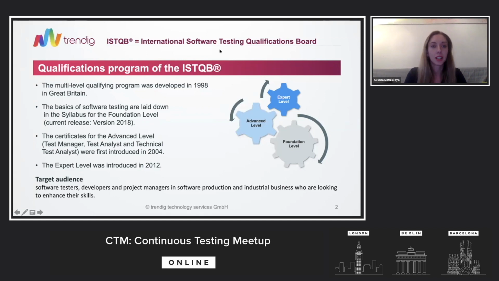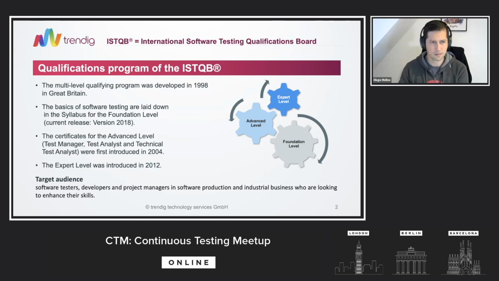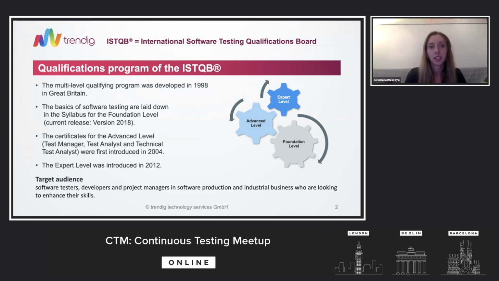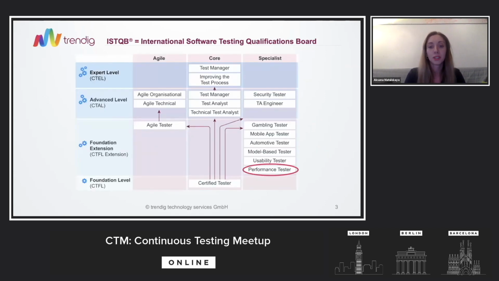I tried to find all the definitions that I discuss in this 5-minute talk in the ISTQB Glossary. ISTQB is the International Software Testing Qualification Board, in case you don't know it. You can also do a certification as a tester from foundation level up to expert level. And if you work as a performance tester, or if you're interested in getting an ISTQB certification as a performance tester, you can also do it as one of the extensions of the foundation level.